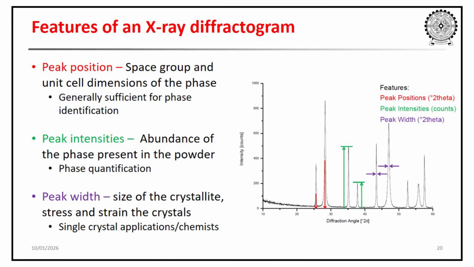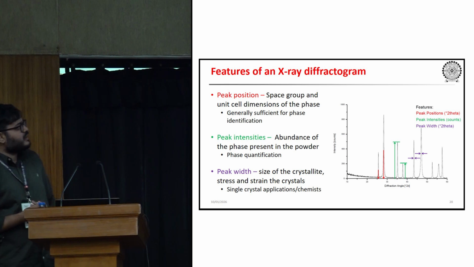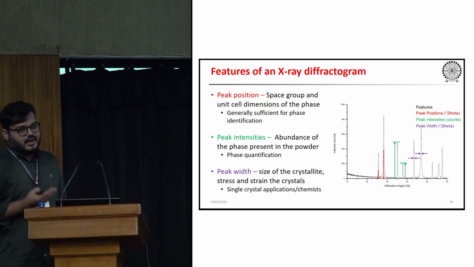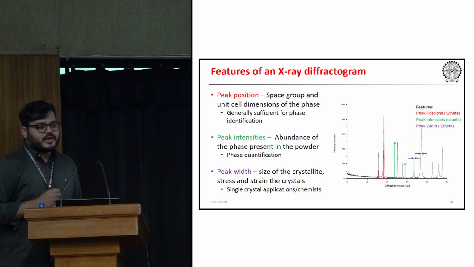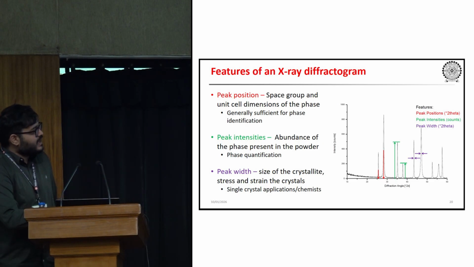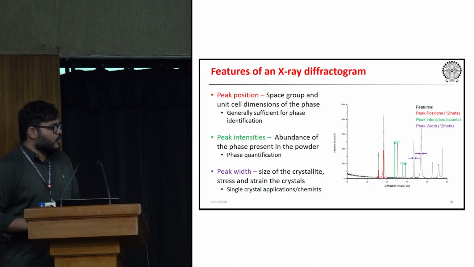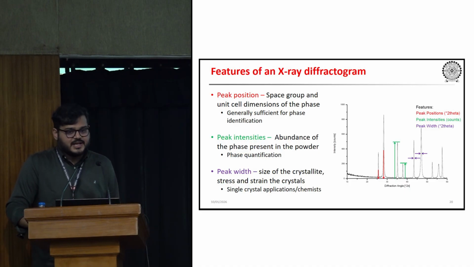Right? So there are 3 important features of a diffractogram. The first is the peak position, which is typically marked by the 2 theta value. What peak position tells me is the space group and the unit cell. It is going to depend on the space group and the unit cell dimensions of the phase. If you are given an unknown material, your peak positions are sufficient to make a very good identification of what exactly that material is. The peak intensities indicate the abundance of the phase present in the powder, and these peak intensities are what we'll be using when we are trying to quantify the different phases using Rietveld analysis.